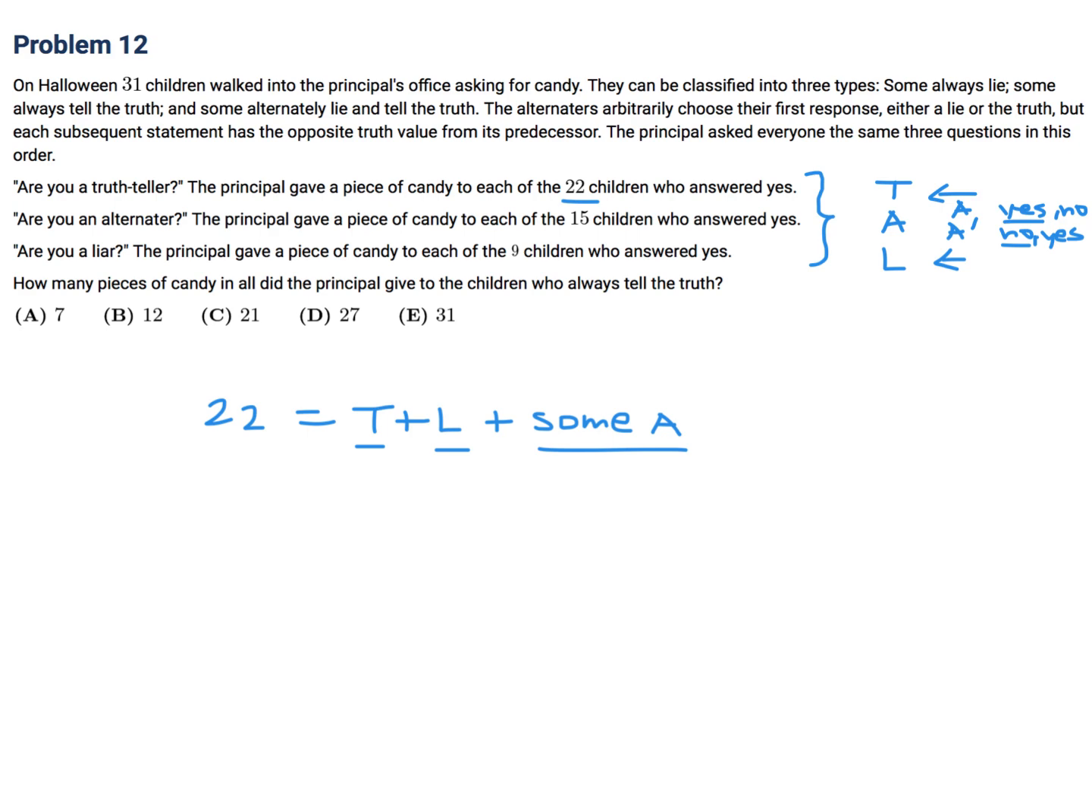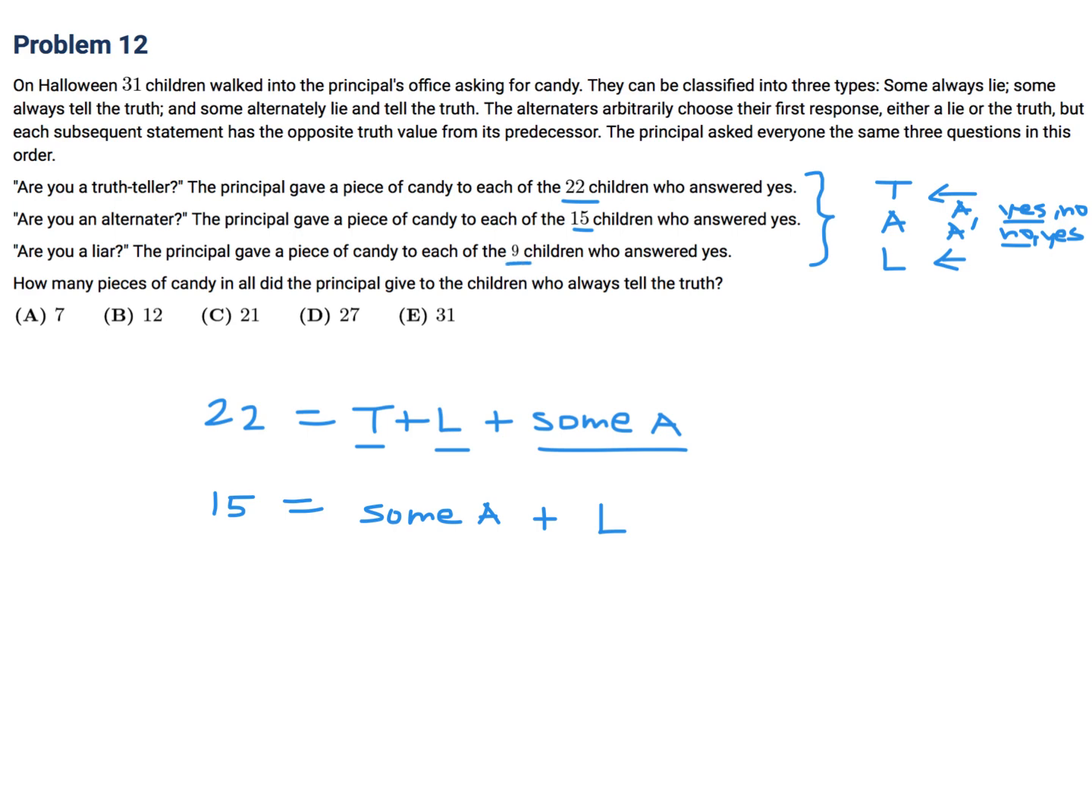Now the next equation would be equal to 15, and that's basically people who are asked, are they alternators? Now, of course, some of the alternators would say yes to that. We don't know which ones are saying yes first or no first. But then, of course, all the liars, because the liars are liars, are going to lie and say, oh yeah, we're alternators, even though they're not.